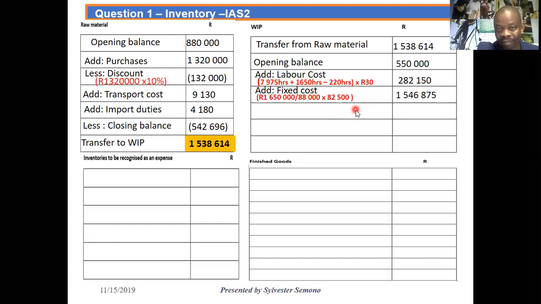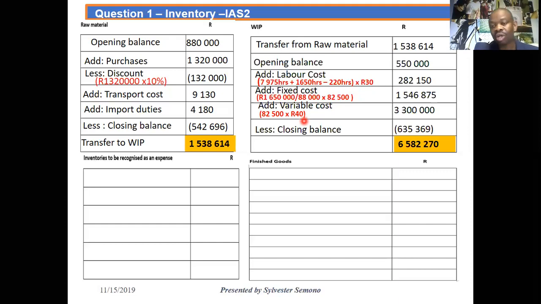1,546,875. Okay. Remember, we also incurred the variable cost. According to our information, the variable cost was 40 rand per unit. So you're just going to take the 82,500, the actual production units, and multiply them by 40, and we get 3.3 million. And thereafter, we just have to less your closing inventory, and you get a total of 6,582,270, which must be transferred to the finished goods. Remember, this is just a process. From the raw material, we go to the work in progress. From the work in progress, we go to the finished goods.